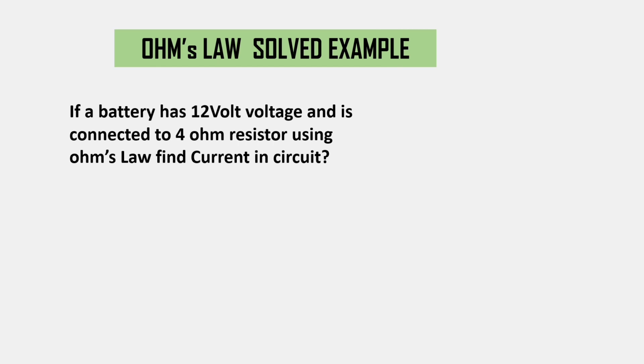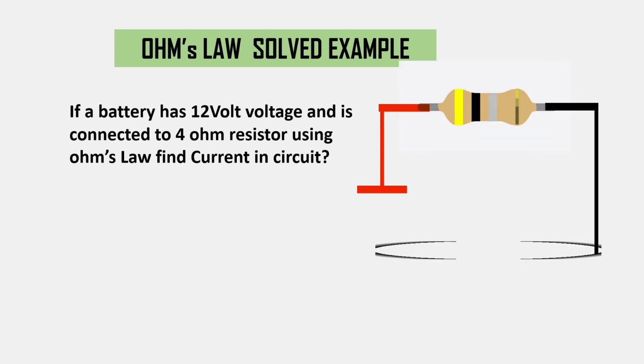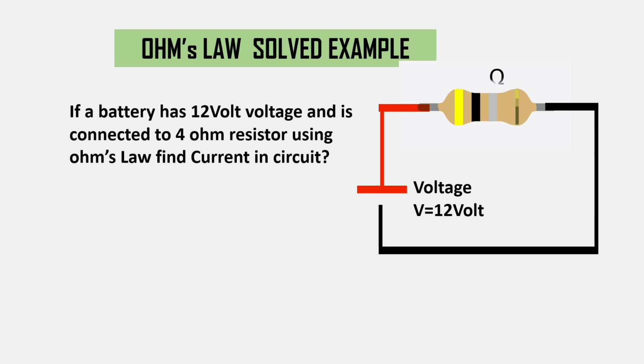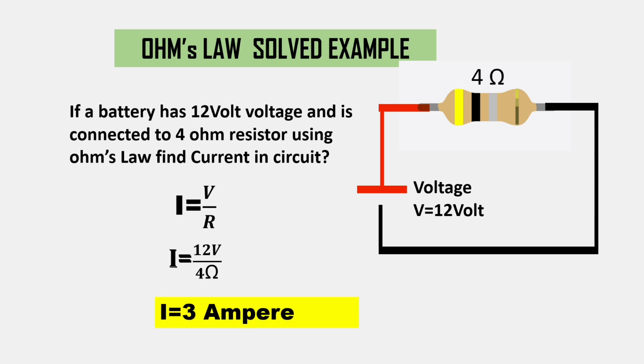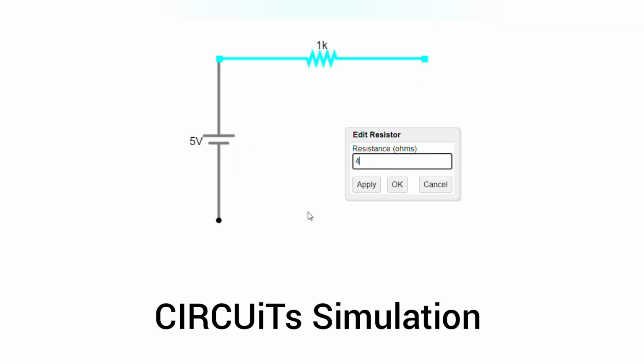Let's solve an example. A battery provides 12 volts and is connected to a 4 ohm resistor. Using the formula, current equals voltage divided by resistance. So, 12 divided by 4 equals 3. Therefore, the current flowing through the circuit is 3 amperes. That's the basic concept of Ohm's law.